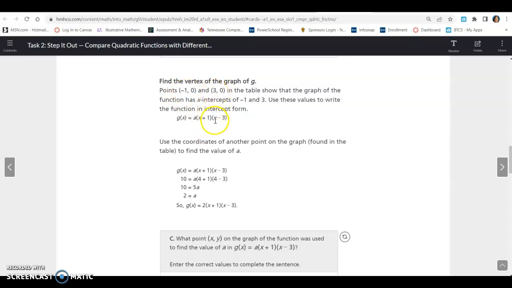And then we're going to have x minus 3, same thing. You write it as a factor, so the sign is backwards. And this is called intercept form. Now, we also need to find a.